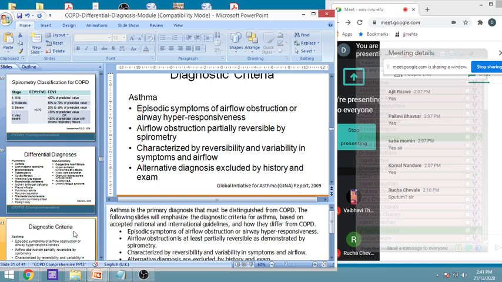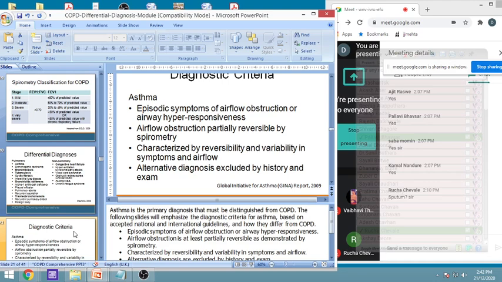So with COPD, how can we do it? First, check whether it is an episodic syndrome of airflow obstruction, or there is airway hyperresponsiveness. That is more likely asthma, because it is episodic, it is not continuous, it is not always there. However, in a person who has COPD because of smoking, for example emphysema, then it is almost always there. So it is not episodic, it is a continuous phenomenon.